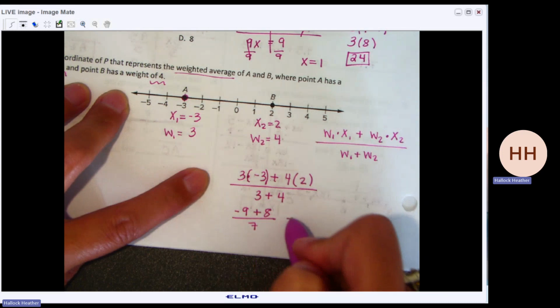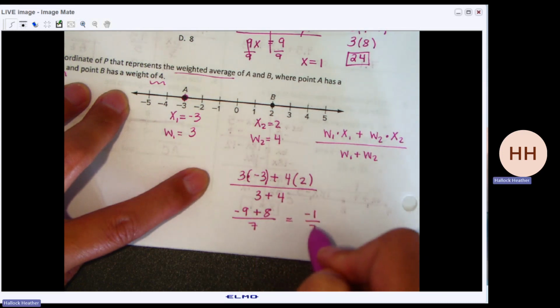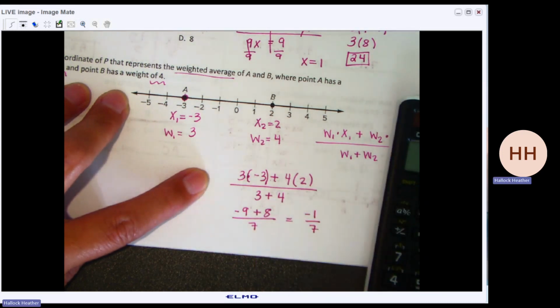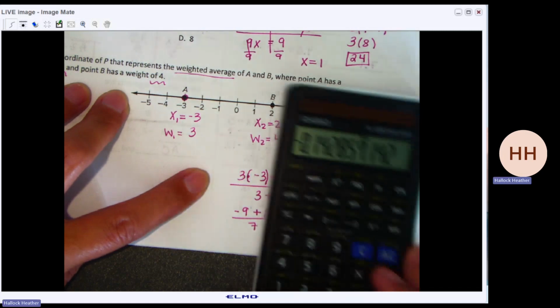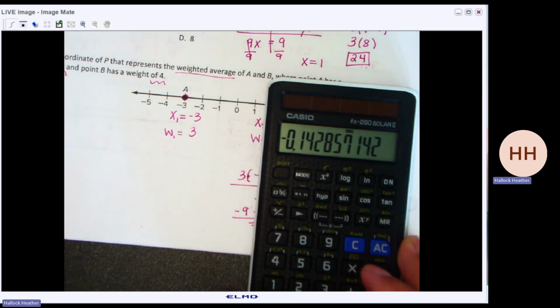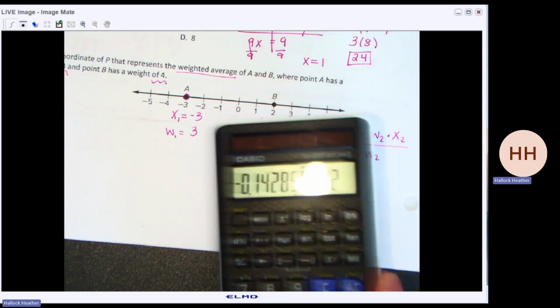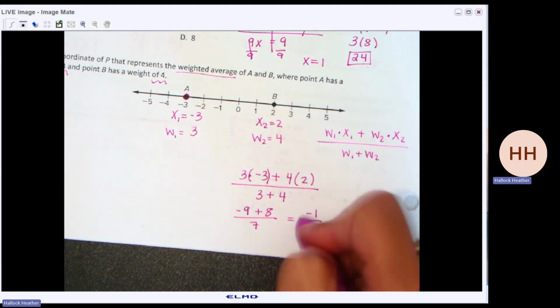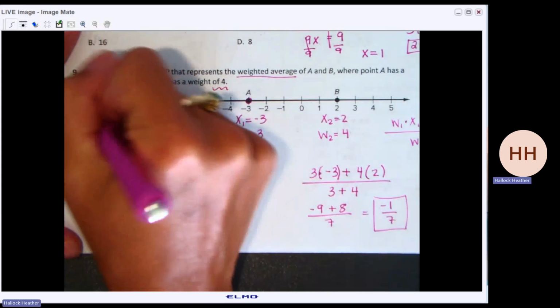-9 plus 8 is -1. And I'm going to take -1 divided by 7. 1 divided by 7, so I get this crazy decimal. But a decimal is just a fraction. So you could write this whole decimal, but if you look at your options, -1/7 is one of the options. So the answer is A.